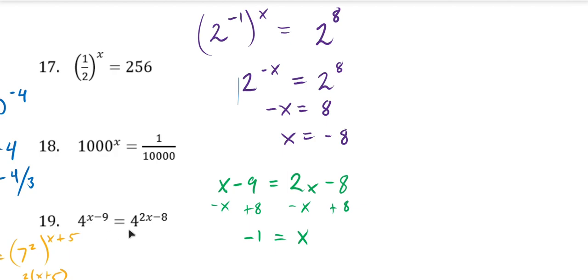19, we already have like bases, and so all we need to do is equate the exponents. From there, it's a quick process of moving our x's to one side and our numbers to the other to get that x is equal to minus 1.